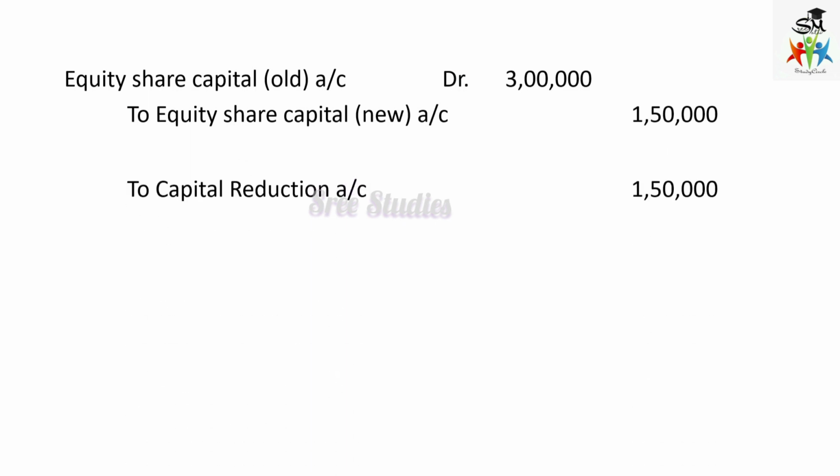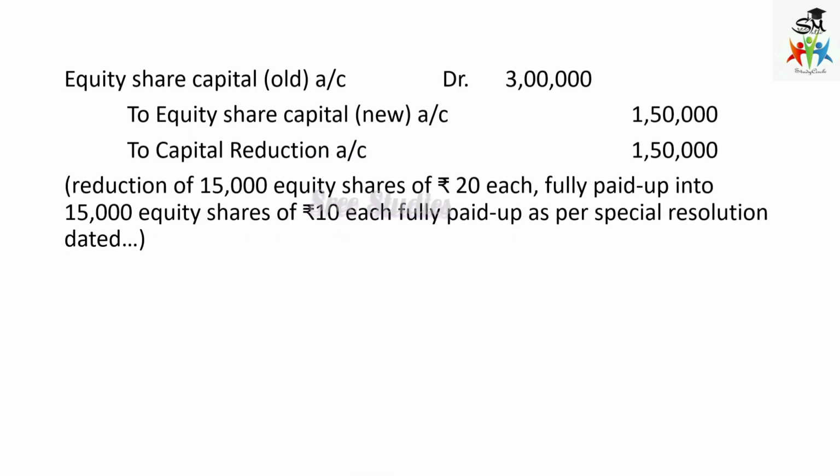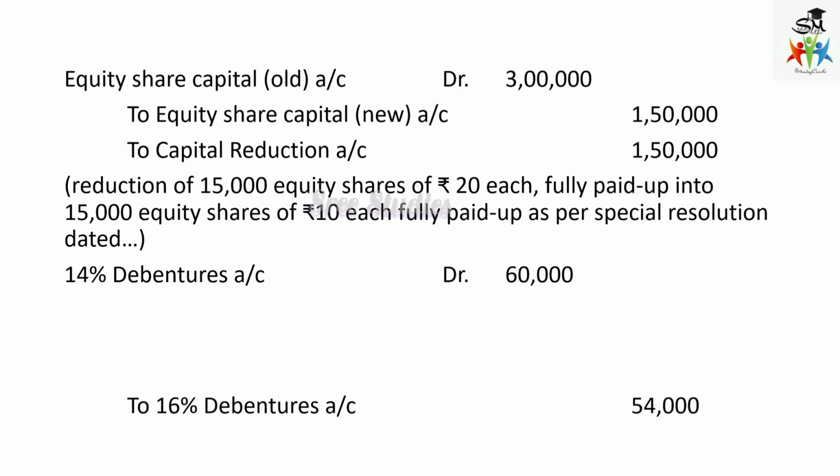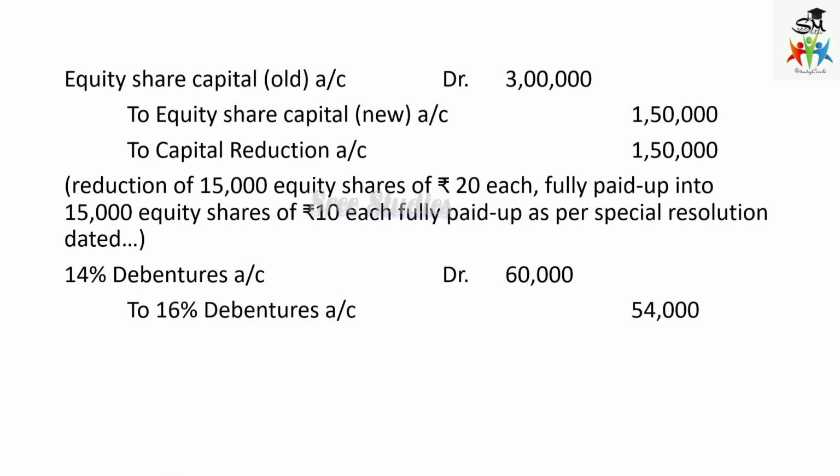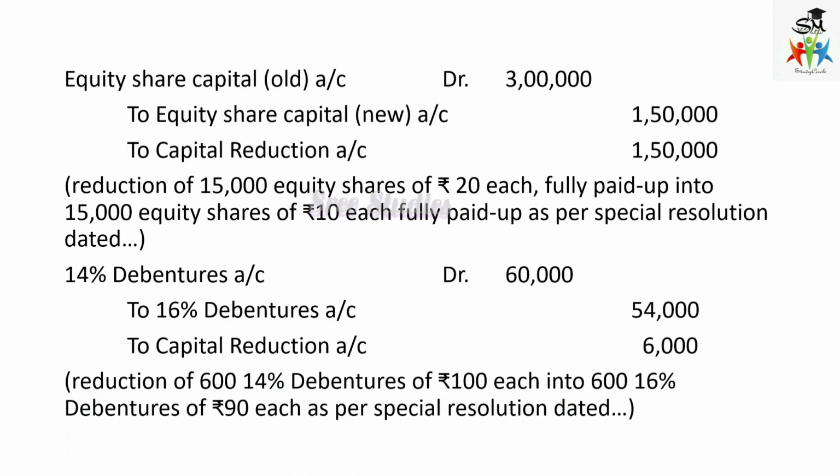And equity share capital account, old value is 3 lakh. Then to equity share capital new value, that is 10 rupees each now. So 1,50,000 balance goes to capital reduction. So 15,000 equity shares of 20 each, that was 3 lakh. Now it is reduced to 1,50,000. 14% debentures account, 600 into 100, that is 60,000. Now 16% debentures of 90 each, so 54,000. So the balance goes to capital reduction. Instead of 100, we are treating it as 90 per debenture.